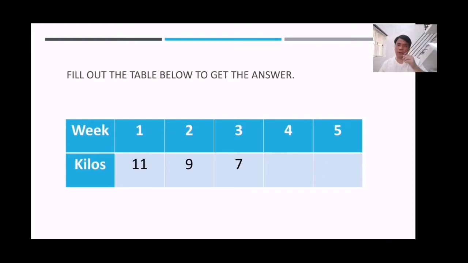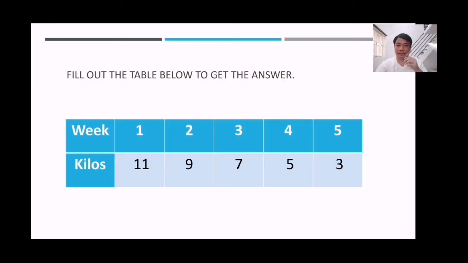Okay. So, before we find the answer on week 4, let's try to analyze these three sets of numbers. What have you noticed? 11, 9, and 7. You will notice here that it decreases by 2 kilos every week. So, 11 becomes 9, becomes 7. So, obviously, if we continue at this rate, as the problem says, she will lose 5 on the 4th week and 3 on the 5th week.